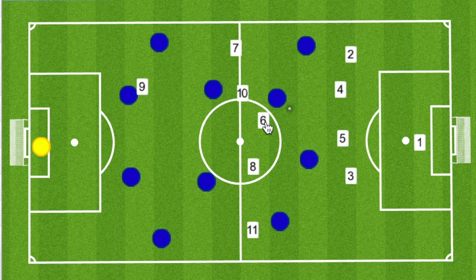There's a high tactical demand as well, right? There's a lot of discipline. There's a lot of movements that need to be respected so that this formation does not get exploited.